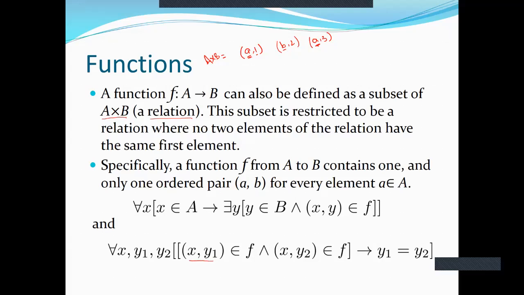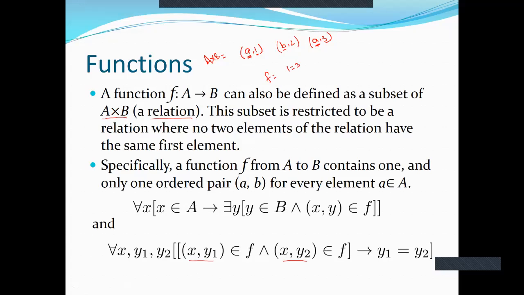(x, y1) is mapped with the function f, and (x, y2) is also mapped with the function f, right? So both belong to f. This implies y1 is equal to y2. What does it mean? It means if we have multiple first numbers, a and a, then 1 and 3 are equal, 1 equals 3, if we are talking about a function. If a is mapped to 1 and a is also mapped to 3, that means they both are the same. But it may be true or it may not be true in some cases.